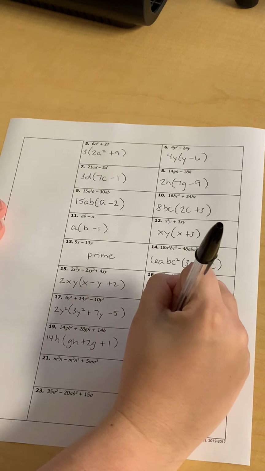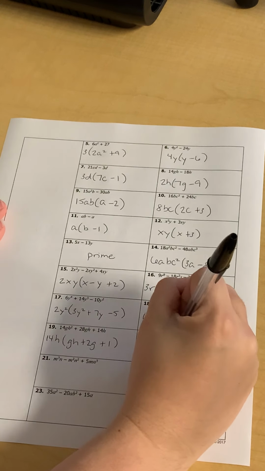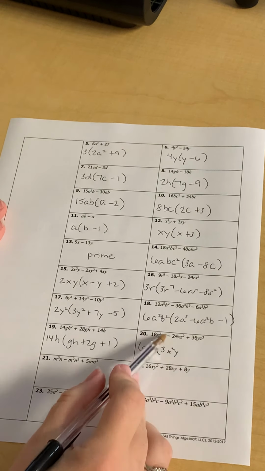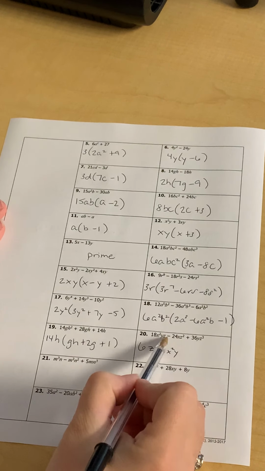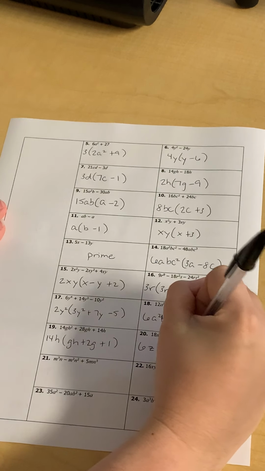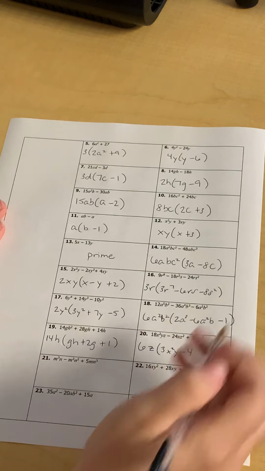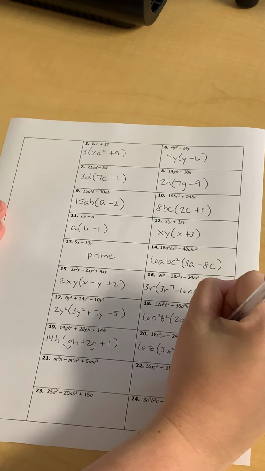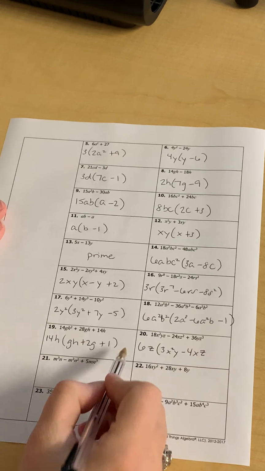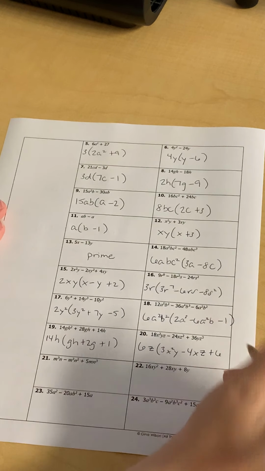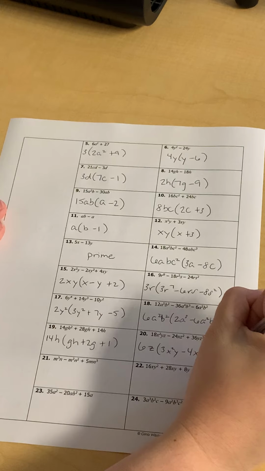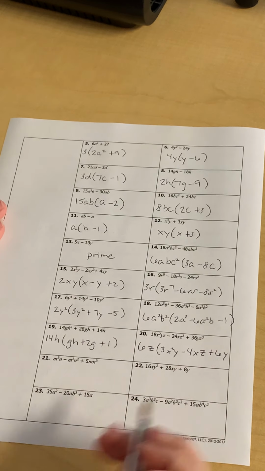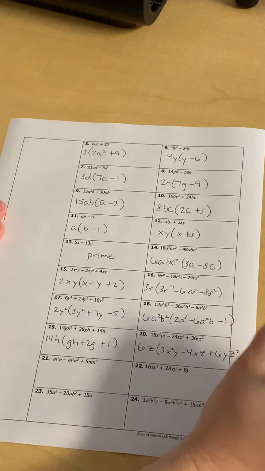18 divided by 6 is 3. Bring down the X squared Y. The Z's cancel. Negative 24 divided by 6 is negative 4. Bring down the X. Z squared divided by Z is Z. 36 divided by 6 is 6. Bring down the Y. Z cubed divided by Z is Z squared.